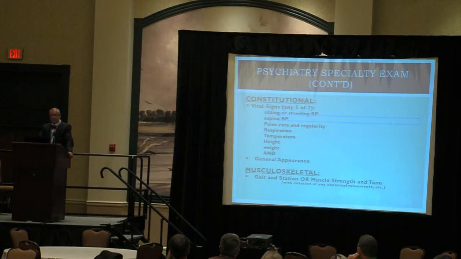Also included is gait and station. Is a person walking normally and standing in one place steadily? Station is how well you stand. So my notes usually say the person walked in with a normal gait and stands with a steady station, and they appear to be of equal muscle strength with no tonal increase. And I move their arm a little if they're on an antipsychotic. If they're not on an antipsychotic, I don't move their arm.